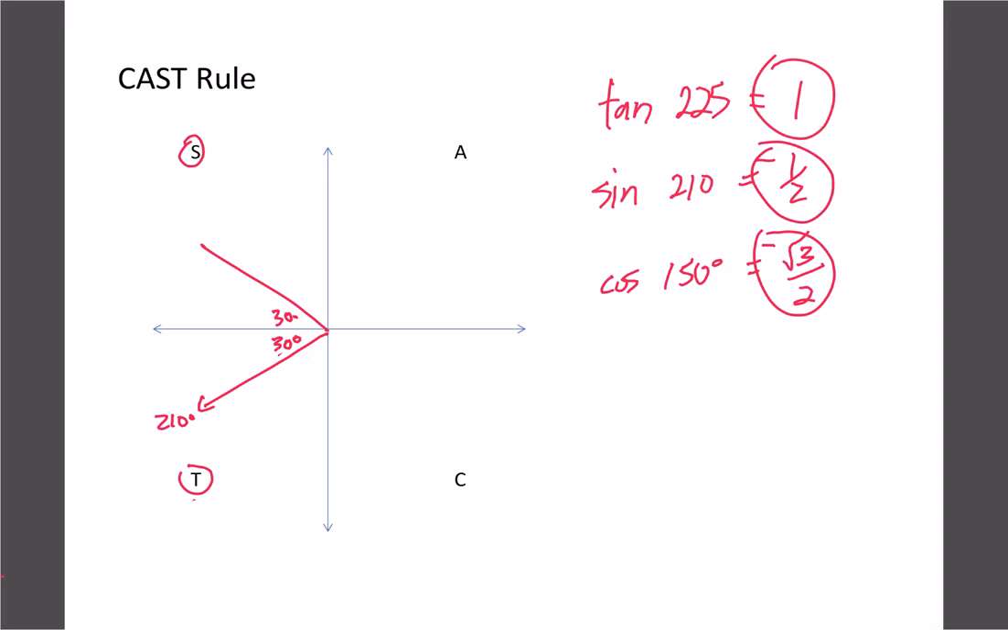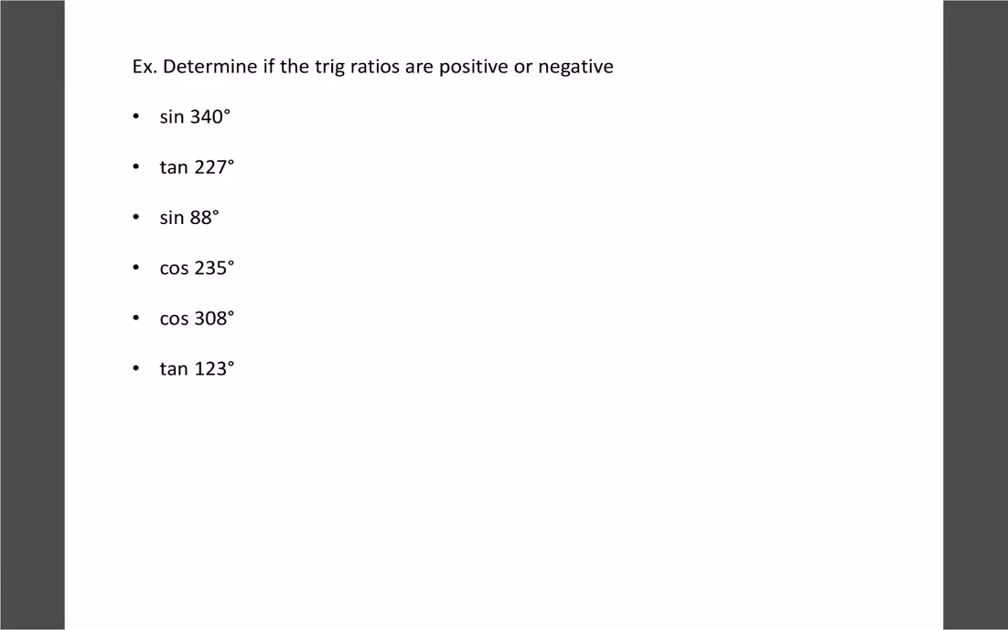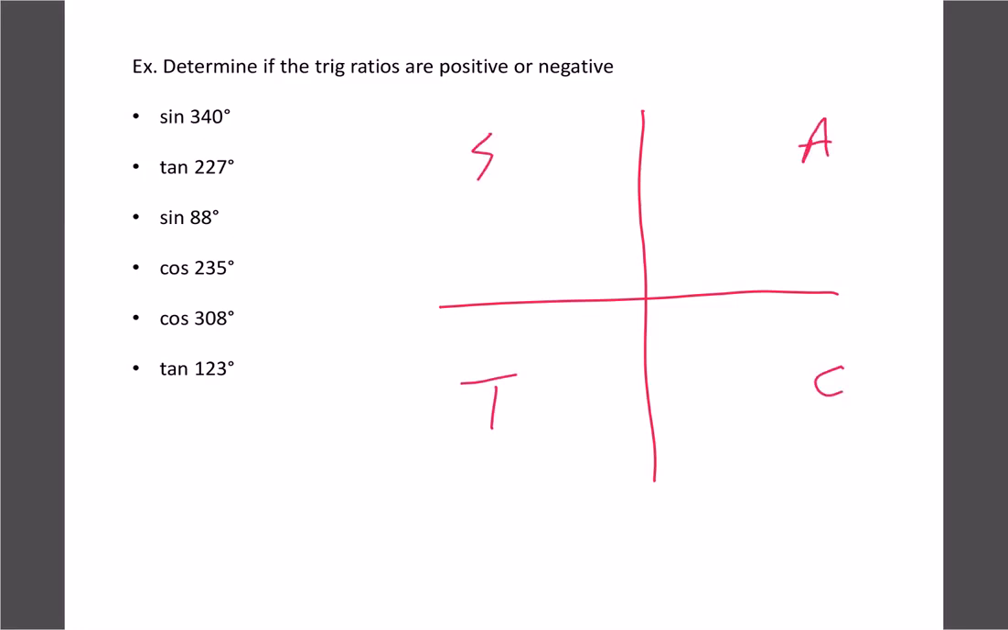So the process is going to be the same. You're going to do reference angles, figure out what the answer is, and then determine whether they're positive or negative using the CAST rule. So let's just do a few more practice ones. So this one is just asking whether they're positive or negative. So all you have to do for that is determine which quadrant it's in and check it out.